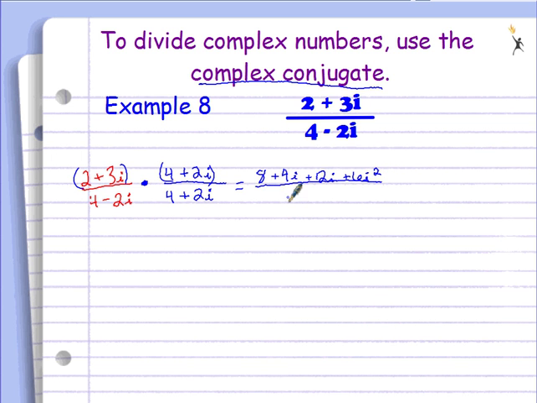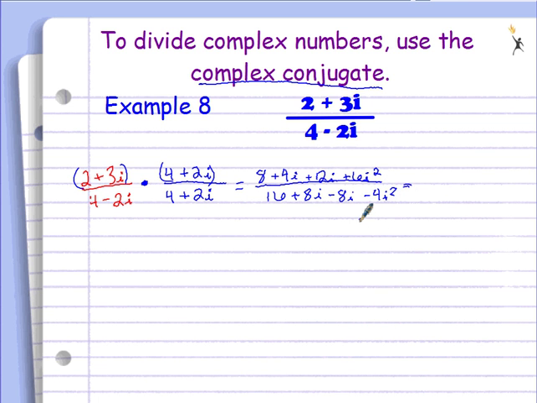Okay? So here, same thing on the bottom. 4 times 4 is 16. 4 times 2i is 8i. Negative 2i times 4 is negative 8i. And then negative 2i times positive 2i is negative 4i squared.